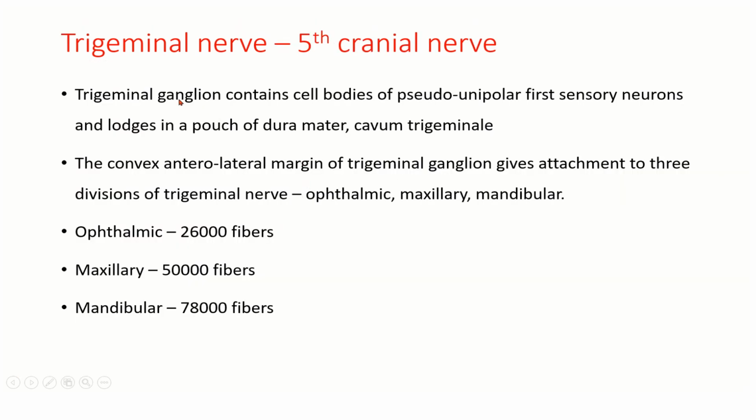The trigeminal ganglion contains cell bodies of pseudo-unipolar first sensory neurons. It lodges in the pouch of dura mater called cavum trigeminale. These pseudo-unipolar first sensory neurons are almost similar to the dorsal root ganglia of the spinal nerves. The convex anterolateral margin of the trigeminal ganglion gives attachment to three divisions of the trigeminal nerve, namely ophthalmic, maxillary and mandibular. These are the respective approximate numbers of fibers in these divisions. The smallest of the three divisions is the ophthalmic and the largest is the mandibular.